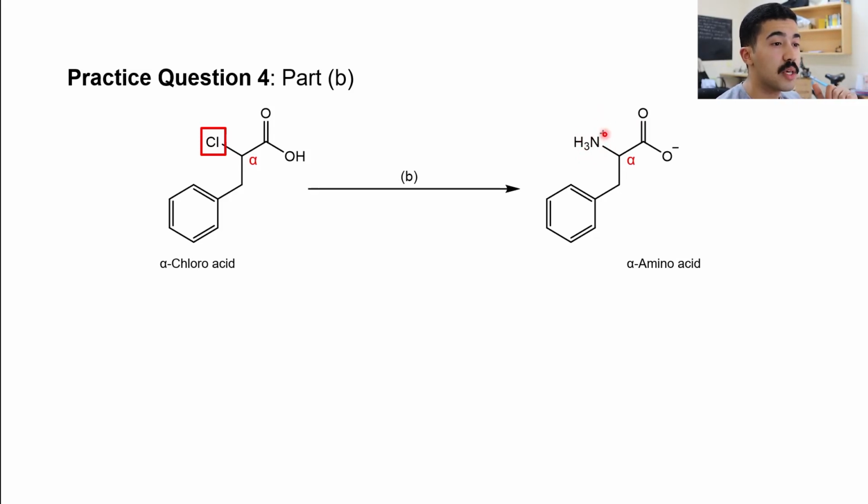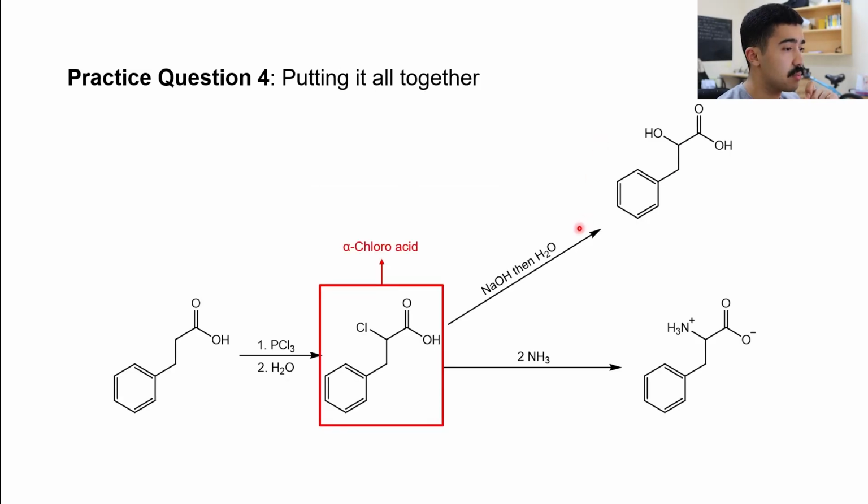How do we do that? Well, we can add 2 molar equivalents of NH3. If we add 2 molar equivalents of NH3, we then go ahead and form our alpha-amino acid. Again, the critical step here was what?